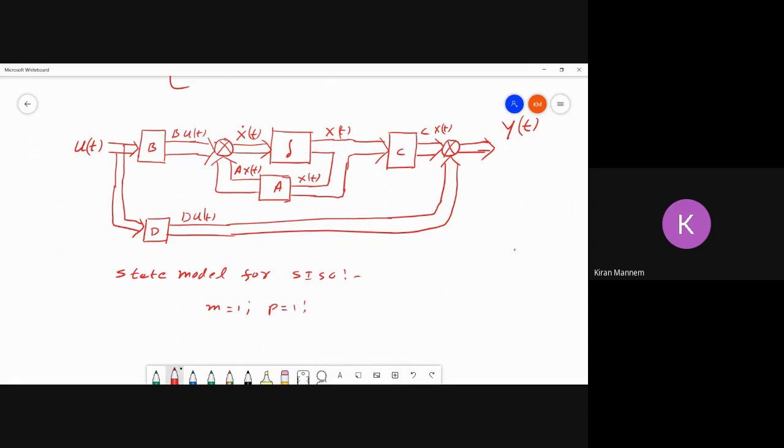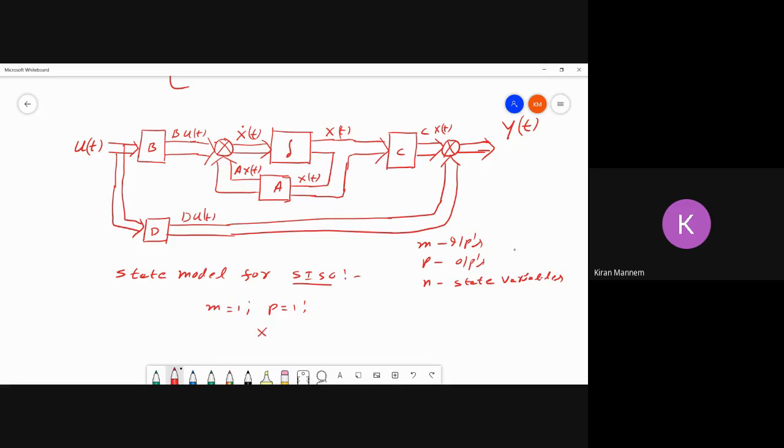Single input means you have M inputs, isn't it? Recall here you have M inputs, P outputs, and N state variables. You must remember this, right? So what should we do? For a single input, single output system, we should make input M equal to 1 and P equal to 1. So what would be the state model?